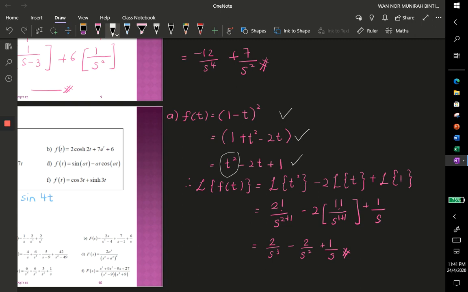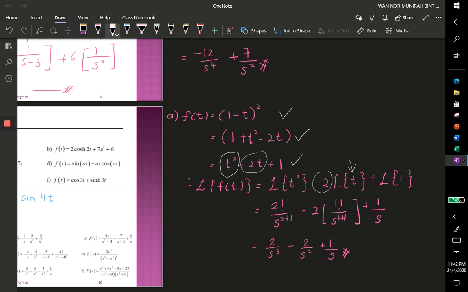Then we have negative 2t. So we can take negative 2 out from our Laplace operator and then take the Laplace transform of t, and plus Laplace of 1. So 1 is just a constant. If you take 1 out from your Laplace operator, still you have 1 here. Do not put 0. That does not make any sense. So take the Laplace transform.